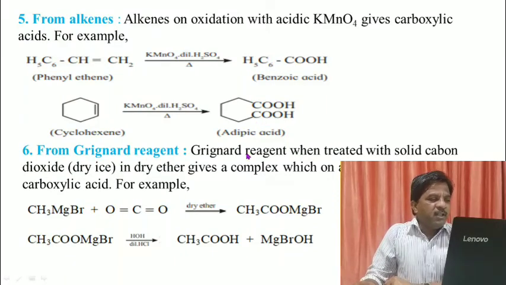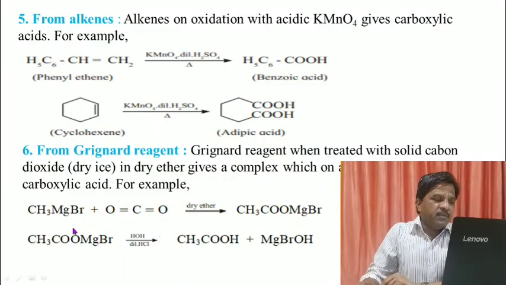And now the last method is from Grignard reagent. Now you know how the reactions of Grignard reagent take place. Grignard reagent always gives addition reactions with unsaturated compounds. Means what? There must be either a double or triple bond, and these are addition reactions. So when a Grignard reagent is treated with solid carbon dioxide, which is known as dry ice, in the presence of dry ether, it gives an addition product, which on acid hydrolysis gives the corresponding carboxylic acid.